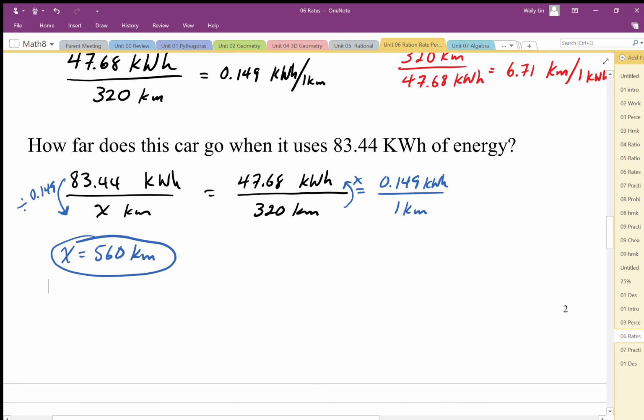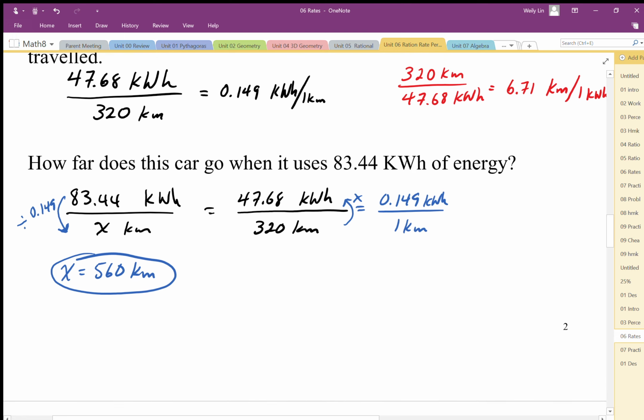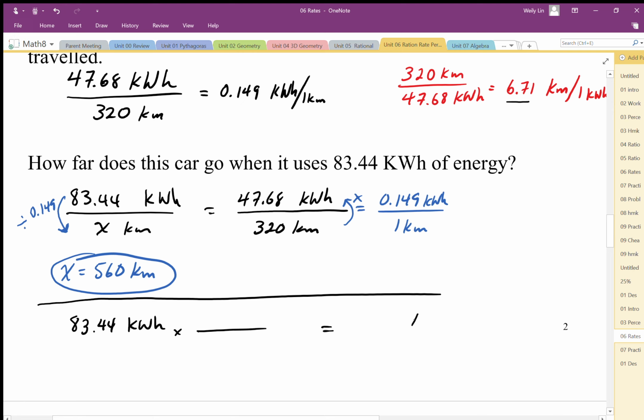And if we keep track of our units, this really helps. So this is the same solution for this problem, but now I'm going to show you a multiplying strategy, and we're going to end up using that unit rate of 6.71. So I have 83.44 kilowatt hours. That's what I'm starting with. I'm going to multiply, and I need to end up with my units of kilometers, because that's what I'm trying to figure out. In order to convert kilowatt hours to kilometers, I need to get rid of the kilowatt hours. So I'm going to use this multiplier, 1 kilowatt hour.